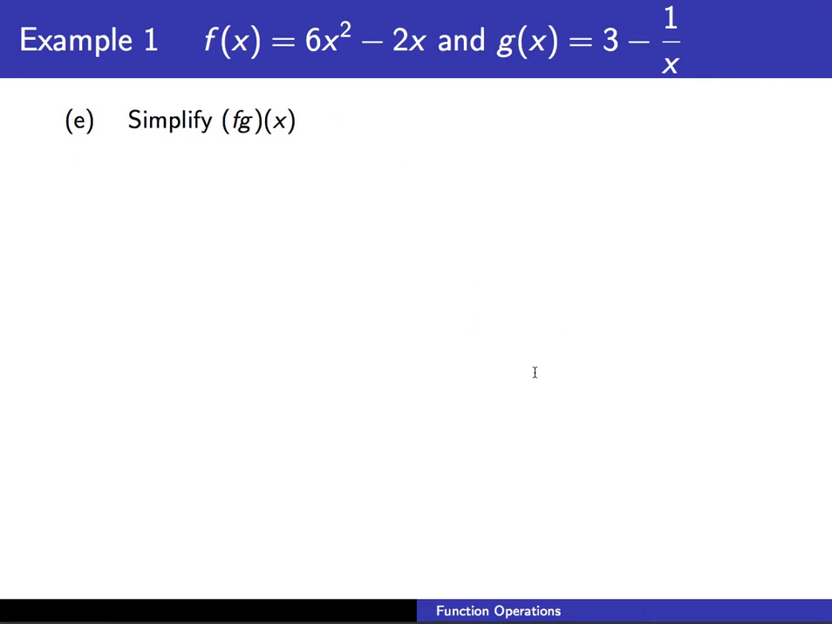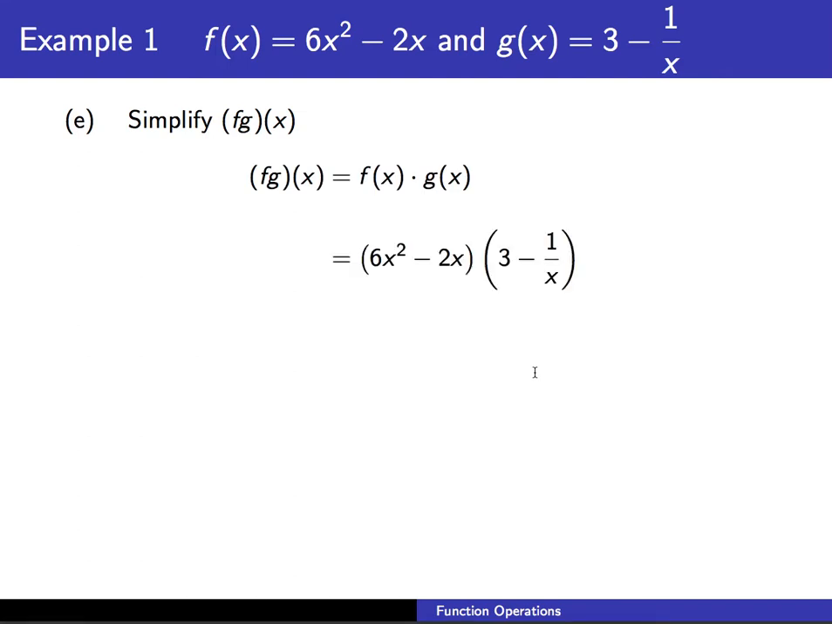Part E, f times g of x is f of x times g of x. So 6x squared minus 2x times 3 minus 1 over x. 6x squared times 3 is 18x squared. 6x squared times negative 1 over x. The x in the denominator is going to cancel one of those x's out. We'll get minus 6x. And now when we distribute the negative 2x through, negative 2x times 3 is negative 6x. Negative 2x times negative 1 over x is plus 2. And we got negative 6x and negative 6x. We can combine those together to make negative 12x. So our final answer for f times g of x is 18x squared minus 12x plus 2.